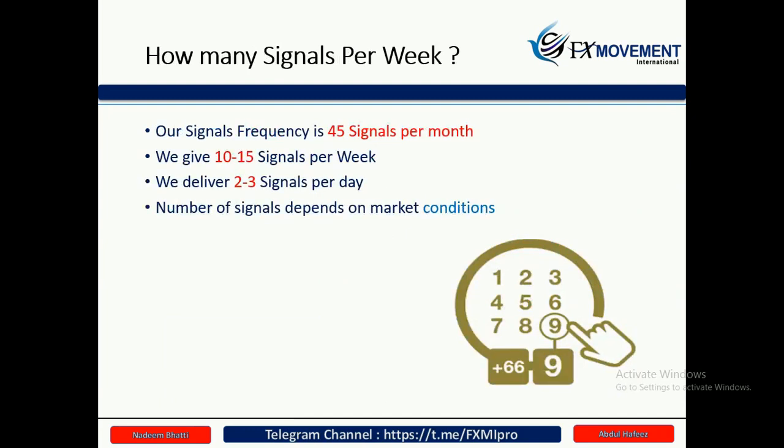Third is how many signals per week, the frequency of the signals. Our signal frequency is 45 signals per month. We give 10 to 15 signals per week as well. We deliver 2 to 3 signals per day. The number of signals depends on market conditions, our setup, our strategy, method, and scenario, and the point here for you guys is we give daily 2 to 3 signals. So that's very important.